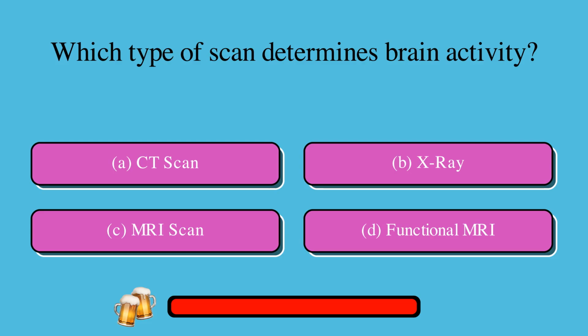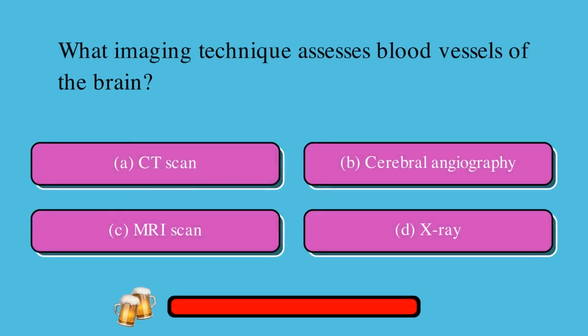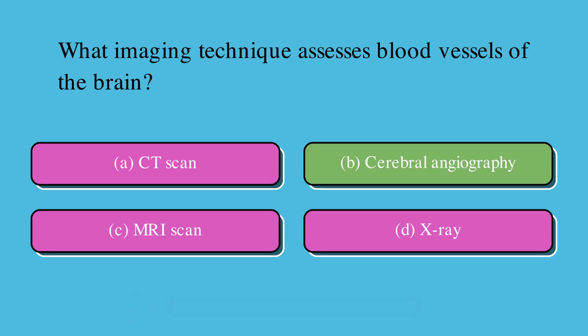Which type of scan determines brain activity? A. CT scan, or B. X-ray, or C. MRI scan, or D. Functional MRI? The correct answer is D. Functional MRI. What imaging technique assesses blood vessels of the brain? A. CT scan, or B. Cerebral angiography, or C. MRI scan, or D. X-ray? The correct answer is B. Cerebral angiography.